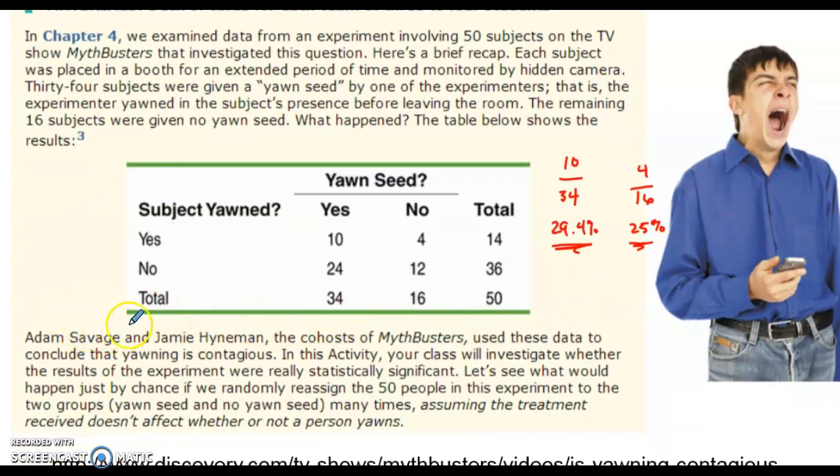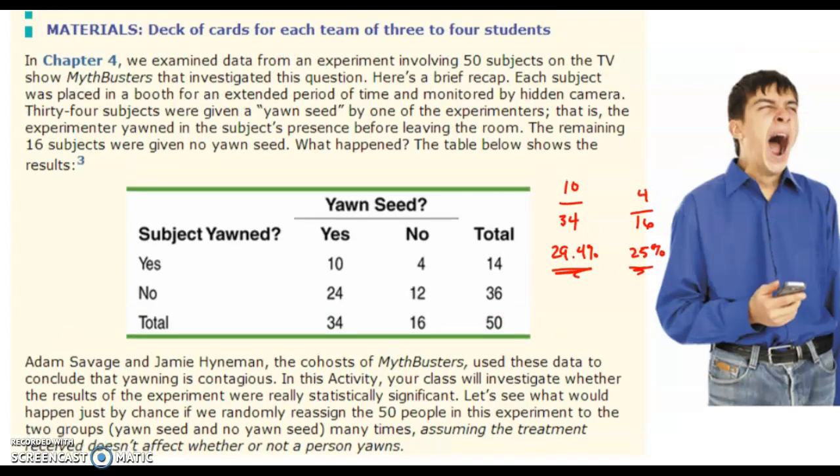Well, the hosts, Adam Savage and Jamie Hyneman, and co-hosts looked at this data and concluded that, oh my gosh, this number is bigger than this number. Yawning is contagious. So we're going to take a look at that analysis right here. Is that conclusion actually legitimate?